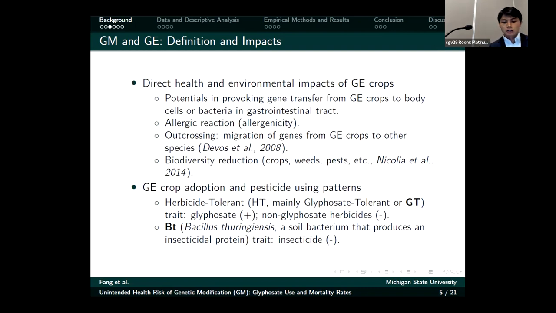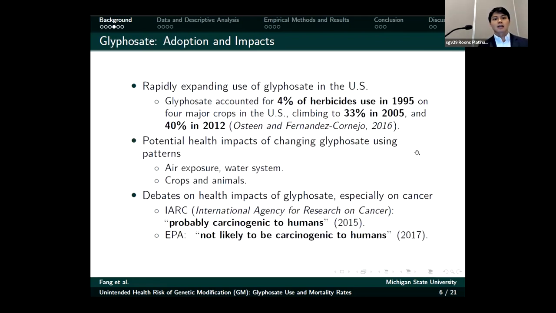There is a strong correlation between the use patterns of these three types of pesticides after the GE crops have been widely adopted in the United States. And the result of this GE adoption is the rapidly expanding use of glyphosate in the United States.